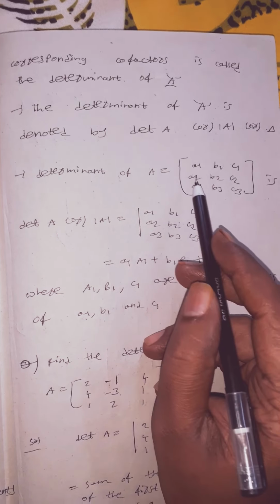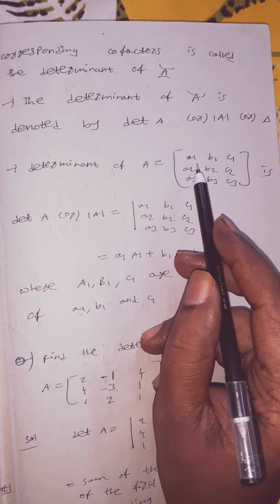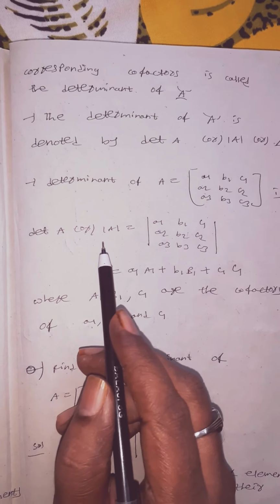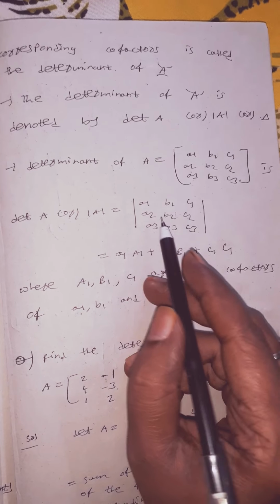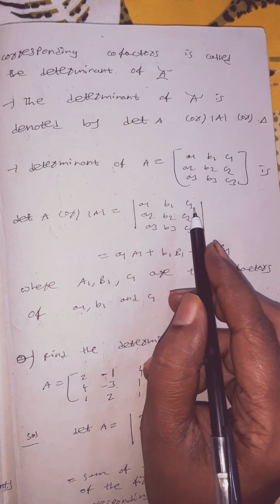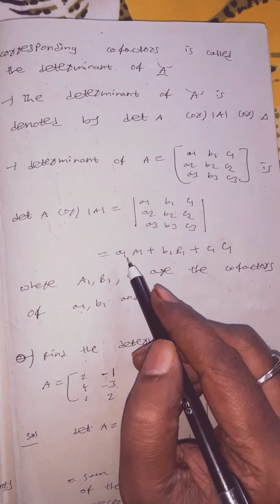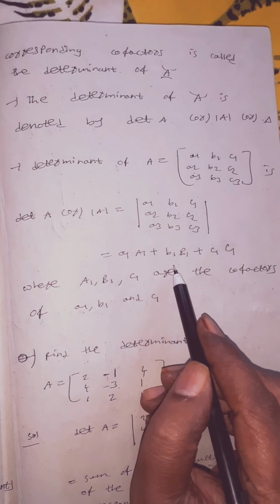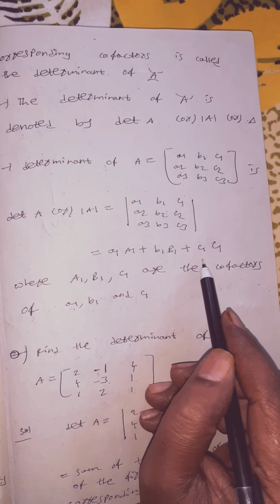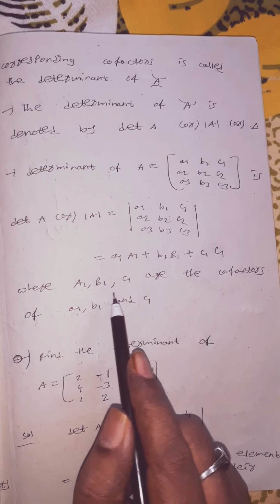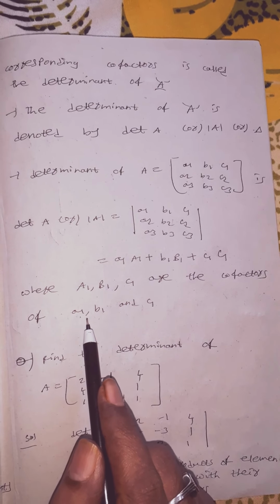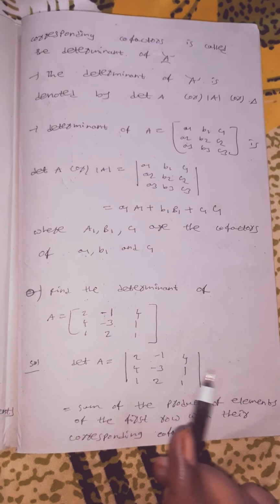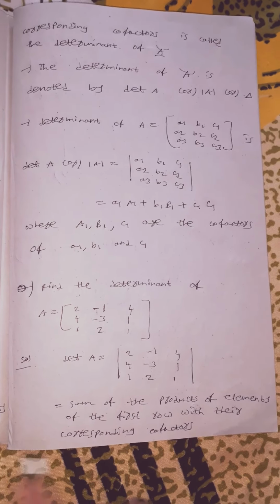So for a 3 by 3 square matrix A with rows A1 B1 C1, A2 B2 C2, A3 B3 C3, the determinant det A is equal to a1 into capital A1 plus b1 into capital B1 plus c1 into capital C1, where capital A1, B1, C1 are the cofactors of small a1, small b1 and small c1. So we will take one example and understand the definition now.